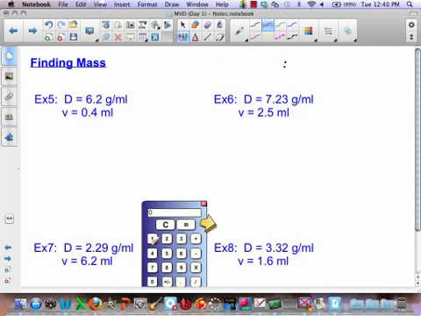Okay, guys, figure out these four. Finding the mass. Dang it. 5, what'd you get? 2.48 what?